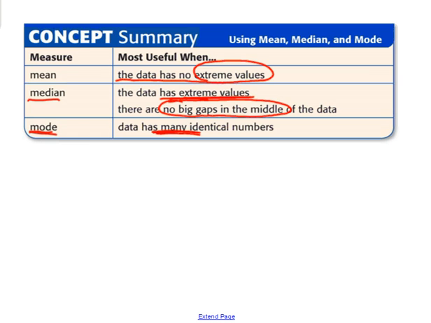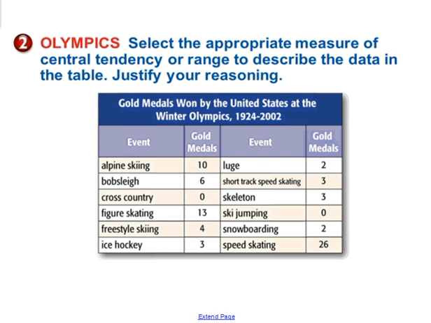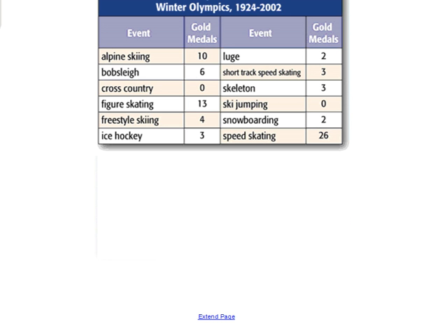All right, so let's look at number 7, or the next slide here. It says select the appropriate measures of central tendency or range to describe the data in the table. Justify your reasoning. Well, first of all, let's calculate each of our different measures of central tendency. Let's do our average first.